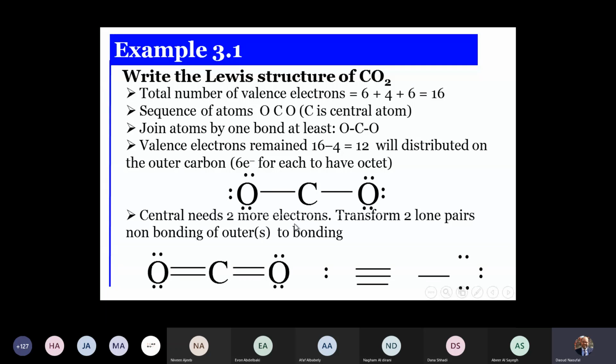So we have 2 possibilities. We can transform the 2 lone pairs from the first oxygen, or the 2 lone pairs from the second oxygen, or we can transfer 1 lone pair from the first and 1 lone pair from the second. So we obtain different structures, O double bond C double bond O, or O triple bond C, single bond O. These structures, according to Lewis, are acceptable since the Lewis structure is responsible only for the distribution of the valence electrons. In the Lewis structure, we are not interested in the types of bonds.